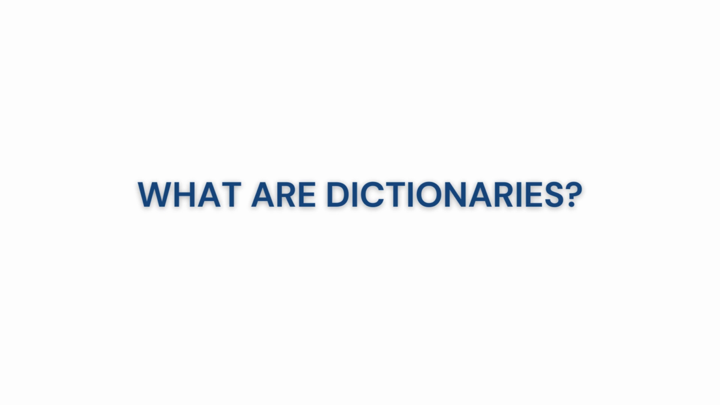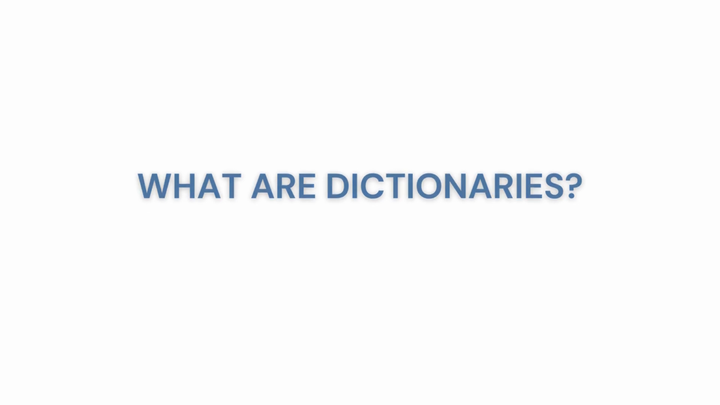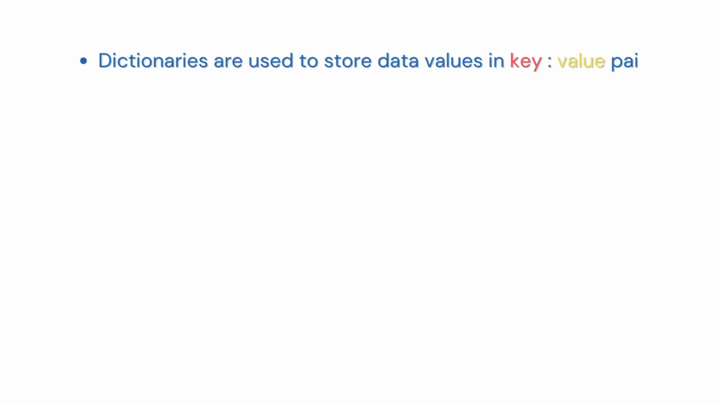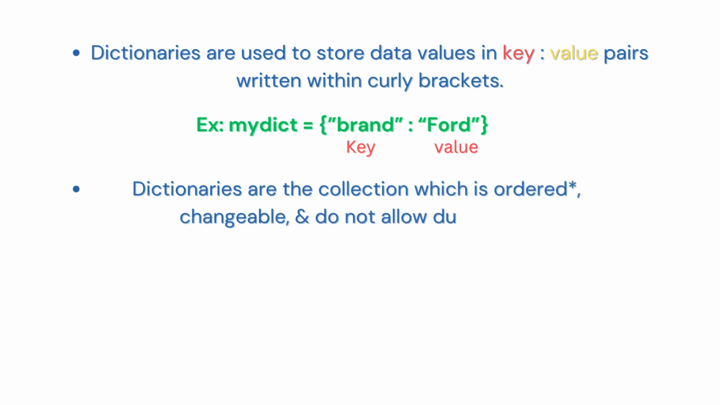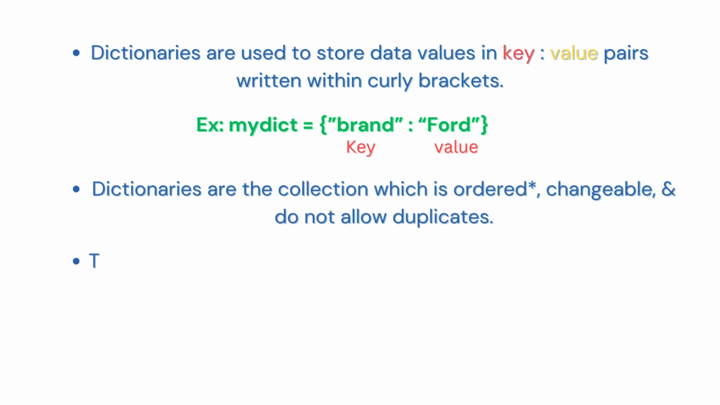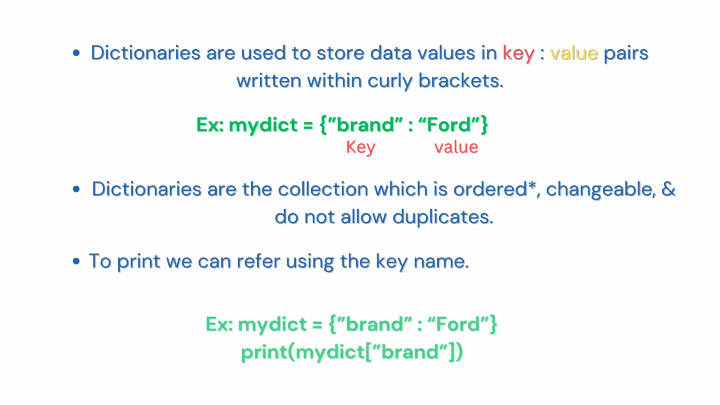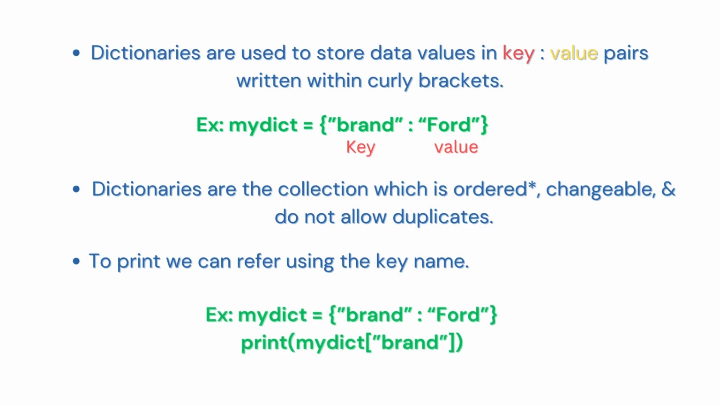What are dictionaries? Dictionaries are used to store data values in key colon value pairs and written within curly brackets. For example, my dict is equal to brand colon Ford. It is a collection which is ordered, changeable and does not allow duplicates. To print, we can refer using the key name, such as my dict is equal to brand colon Ford, print of my dict of brand.